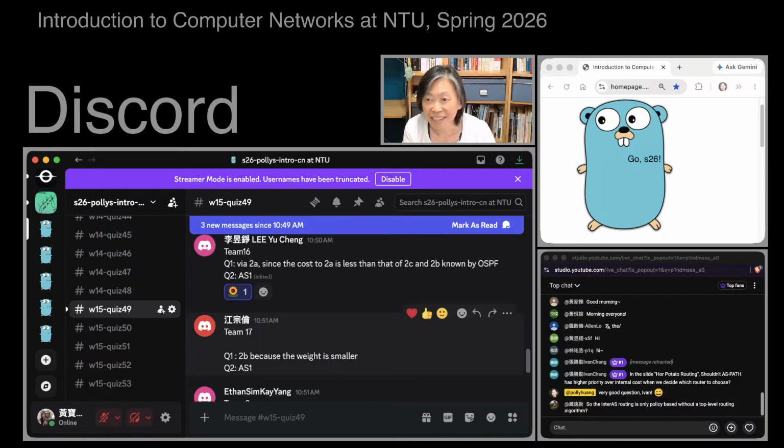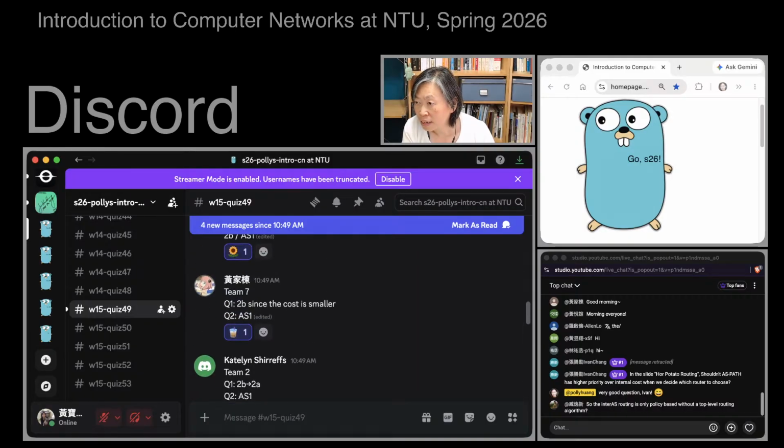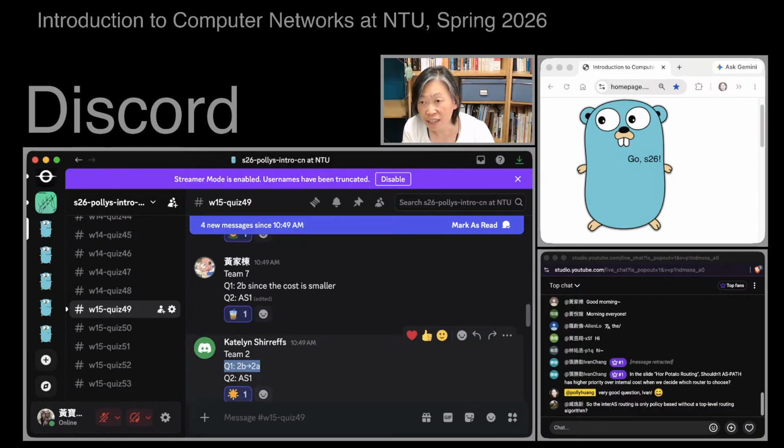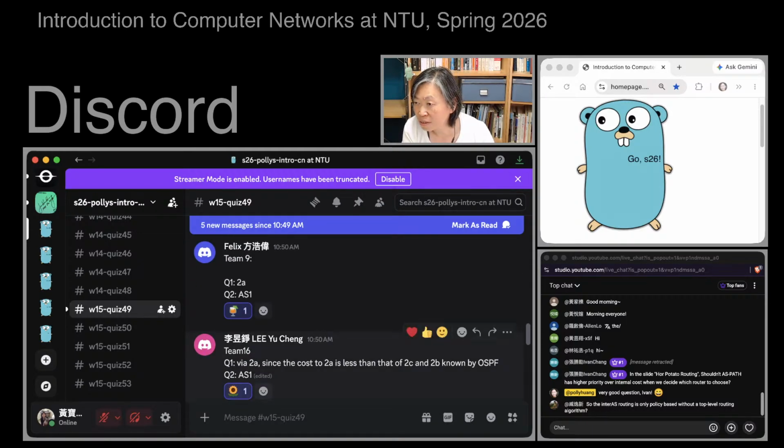Yeah, I guess it's straightforward, right? After following the video, you just try to find whichever gateway is closer to get to, right? Good. So I see that Katie here, being more specific, showing exactly the route to the gateway router 2A. And Yu Zheng here says more. Yeah, because the cost to 2A is less than the cost to 2C.